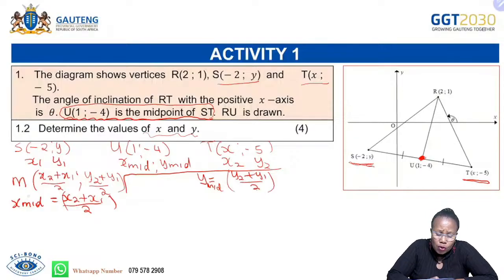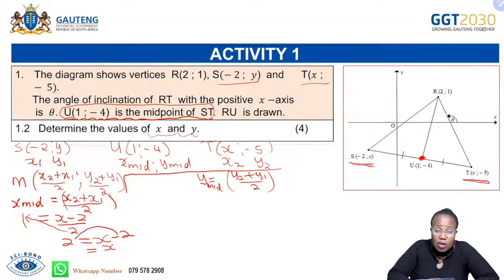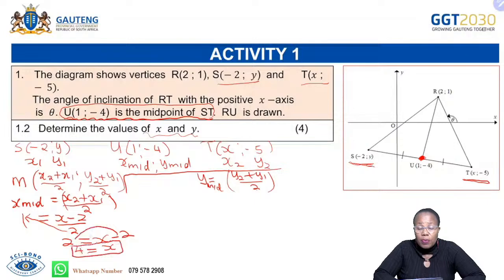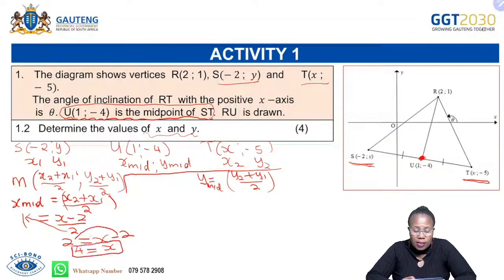Okay, so now we have x mid. What is x mid? 1 equals x2, which is x, plus x1, which is -2, all over 2. Cross multiply this 2 to that 1, it will be 1 times 2, which is 2. On the right hand side, you have x minus 2. Therefore, x equals, transposing the -2, 2 plus 2, which is 4. Your x value is equal to 4. Can you see how easy it is without doing it in that congested formula?